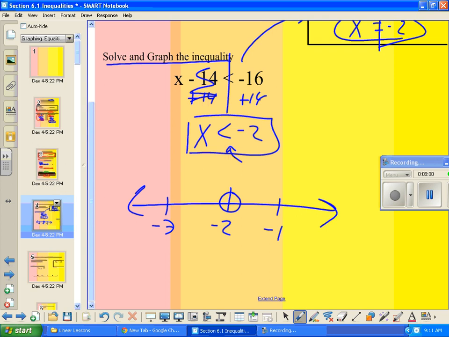Then I want all solutions that are less than negative 2. Think to yourself, what numbers are less than negative 2? Those are numbers that are more negative. So in this case, I'm going to shade to the left. Numbers that are more negative, like negative 3, negative 4, negative 5. If I'm thinking in terms of money, I'm going more into debt. That's a number that's less than negative 2. So I'm going to shade to the left.